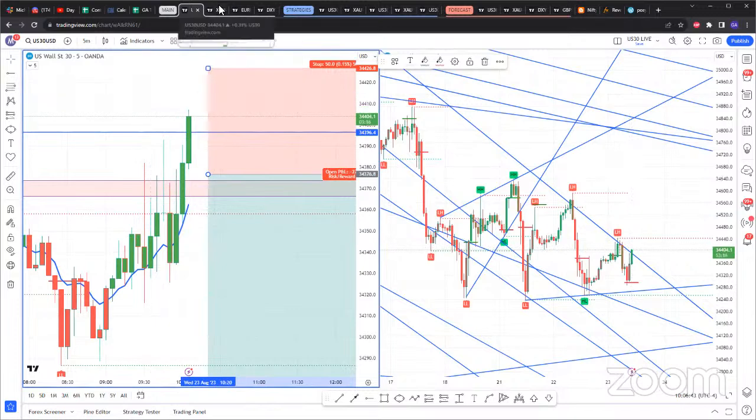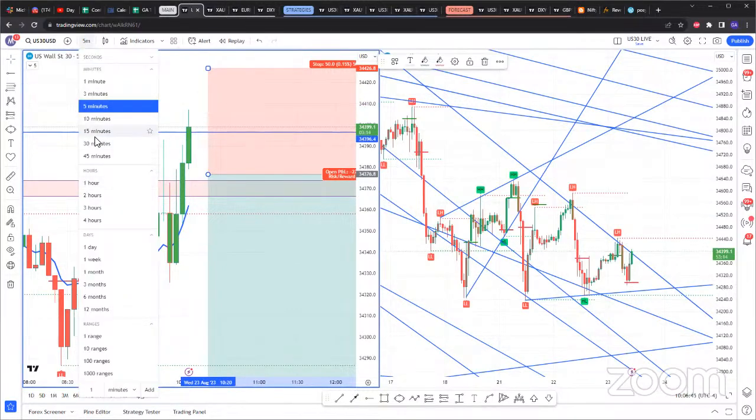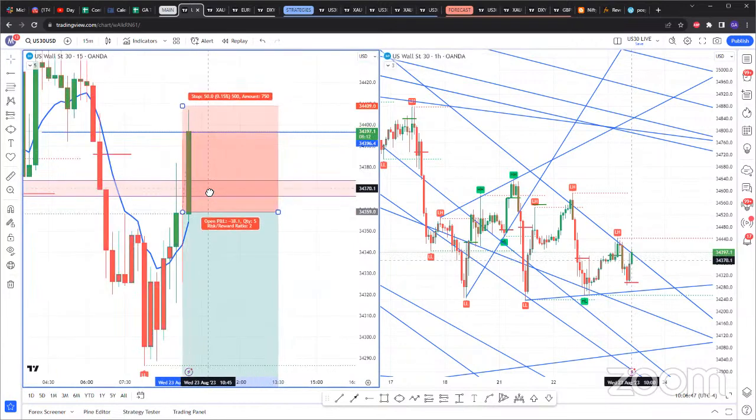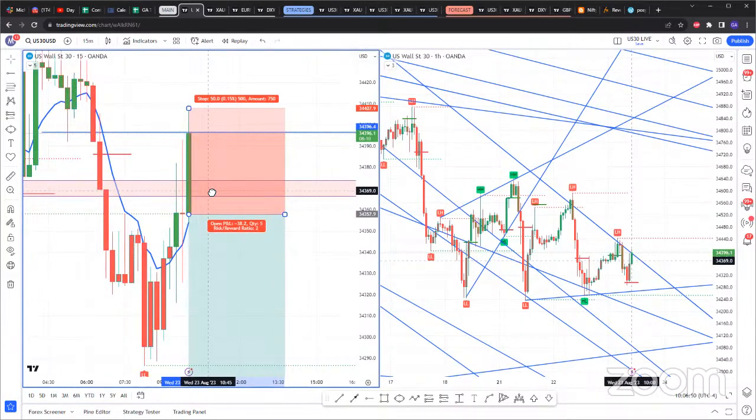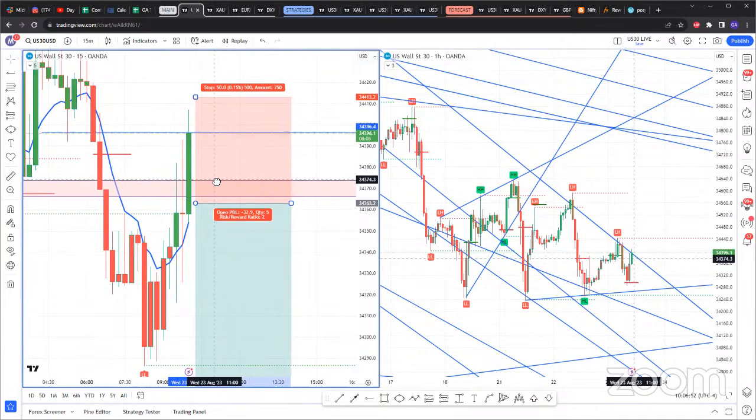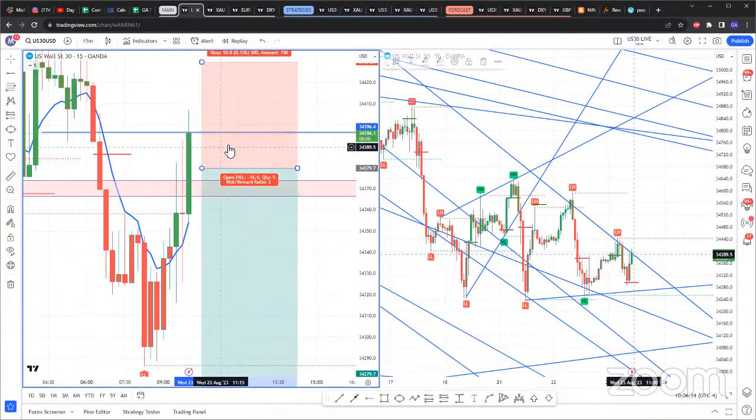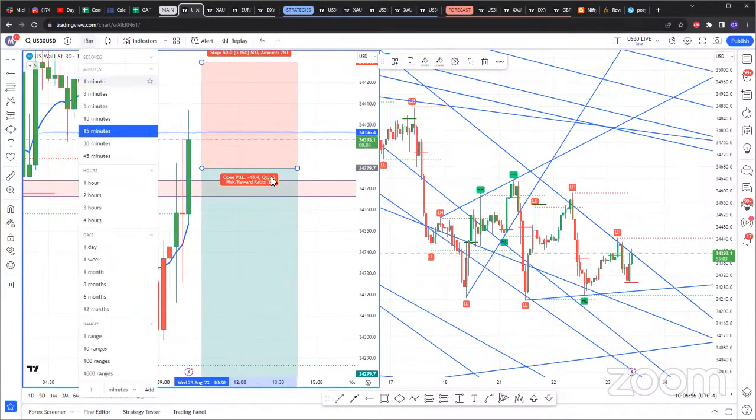I don't know if anybody entered this one, because this should be it right here. I don't know if anybody entered it, but if you didn't, because I know I was analyzing gold, let's wait for the entry on the 5-minute.